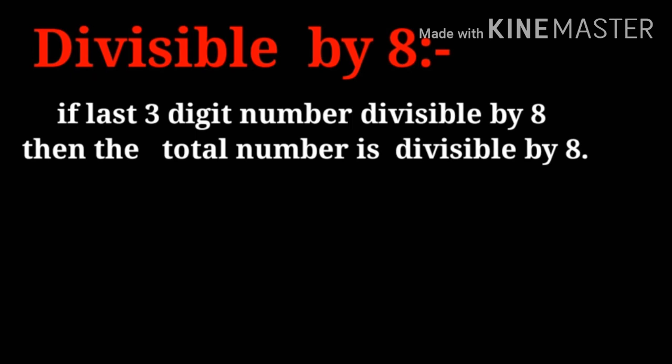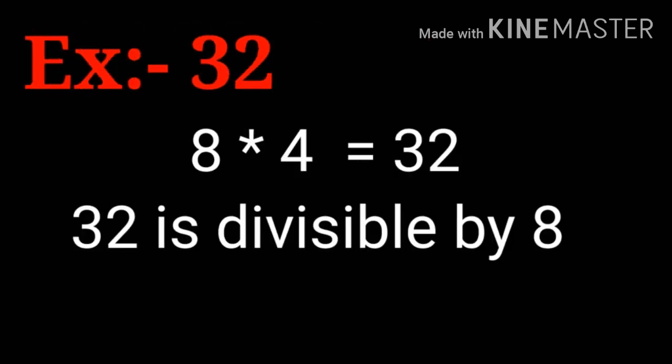Next one, divisible by 8. How to check whether a given number is divisible by 8 or not? Any number, if the last 3 digits are divisible by 8, then the given number is divisible by 8. Let us take a few examples so that we can understand clearly. Check whether 32 is divisible by 8 or not. 8 fours are 32. Hence 32 is divisible by 8.